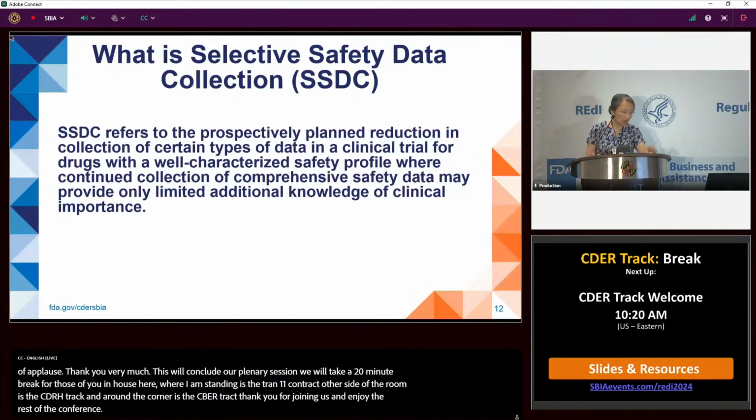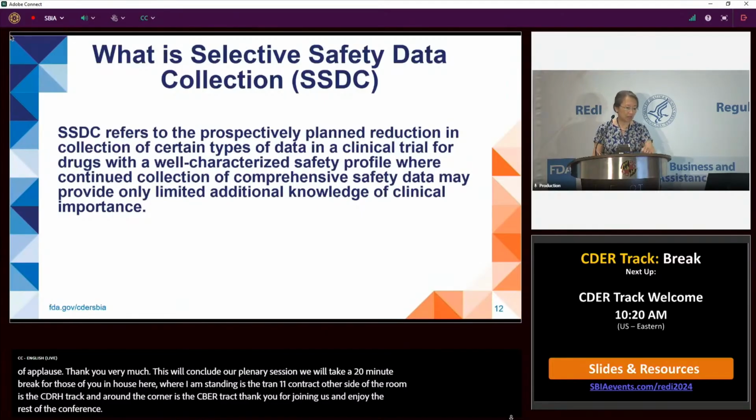A couple of things I want to emphasize in this definition. Prospectively planned reduction. That's really important. You have to think about whether or not it's appropriate in your clinical trial. The other thing that's important is a well-characterized safety profile. So this is not a one-size-fits-all. Not every drug and every clinical trial can implement SSDC. And really the last part is that once you get to that stage, you've already planned it, you actually know that this is a well-characterized safety profile for a drug.